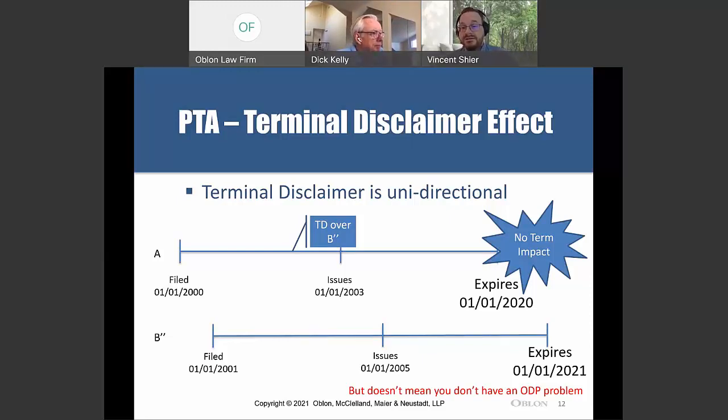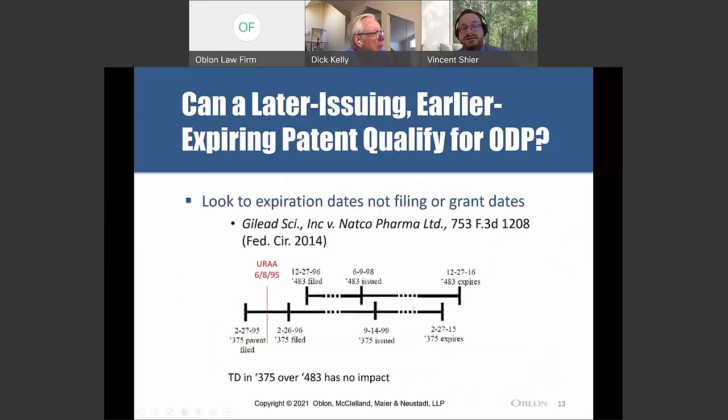Just because the patent office grants a patent, and just because they don't raise the double patenting rejection in the later granted case, doesn't mean that the double patenting problem still doesn't exist. And in fact, this unidirectional impact of the terminal disclaimer really became part of the issue when we look at the recent development of case law.